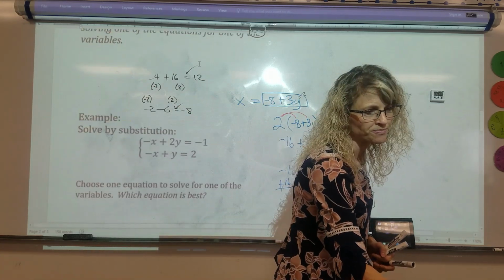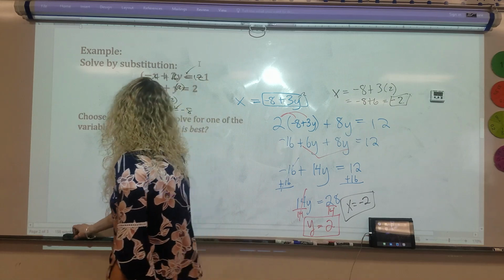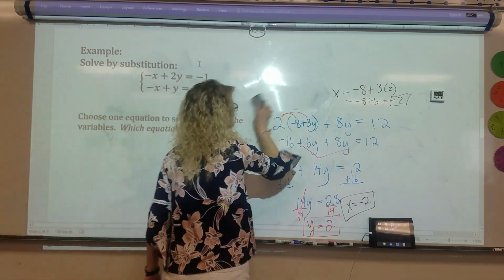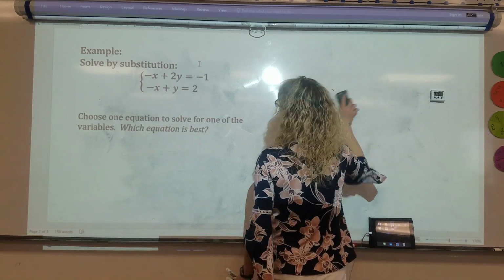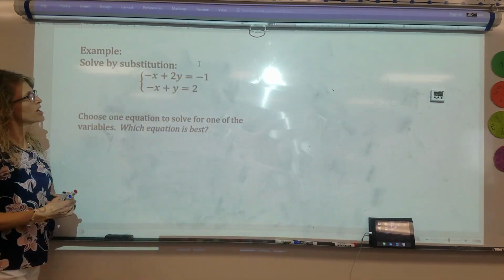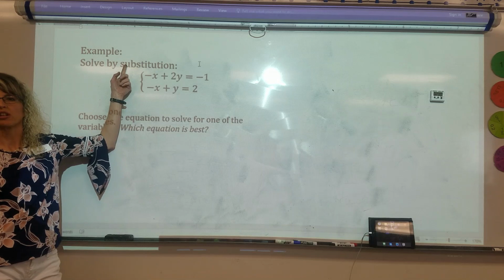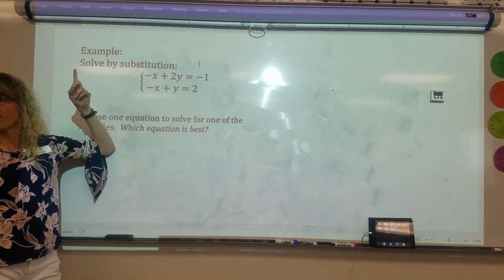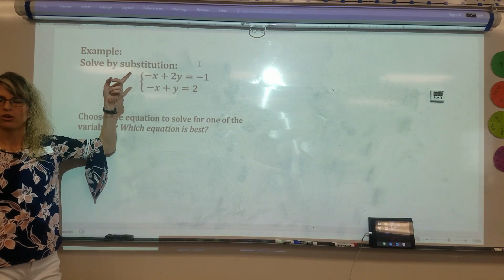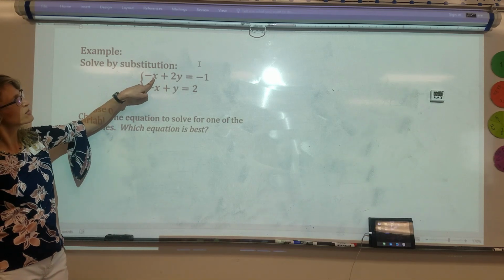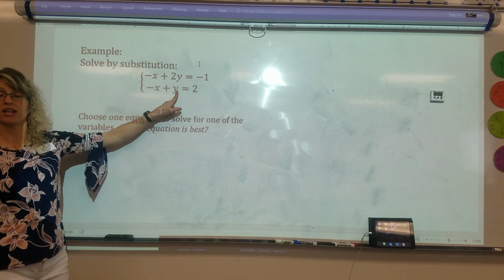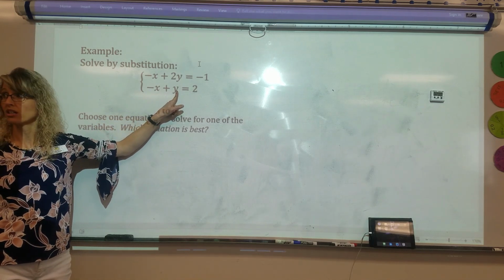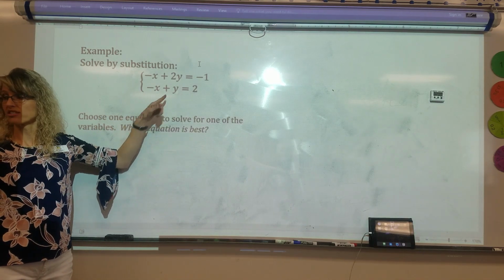All right, let's try another one. I'm going to call in more students to help this time, so be ready. All right, we've got a system of equations. We're solving by substitution. My first step is to isolate a variable. Should we isolate this one? Should we isolate this? Or should we isolate this? Pick the easiest one. What do you think is the easiest one, Chelsea?